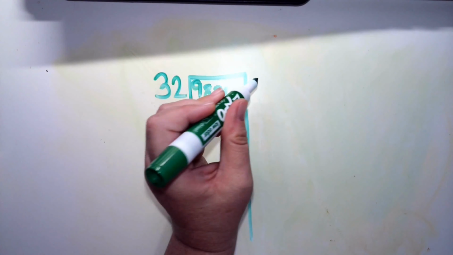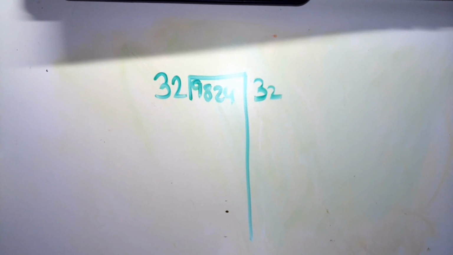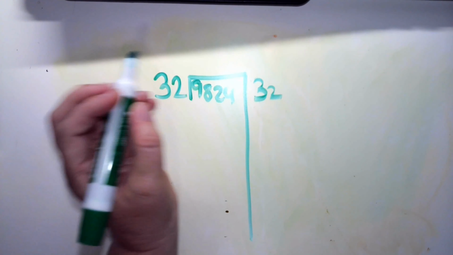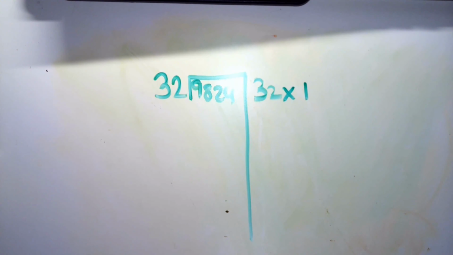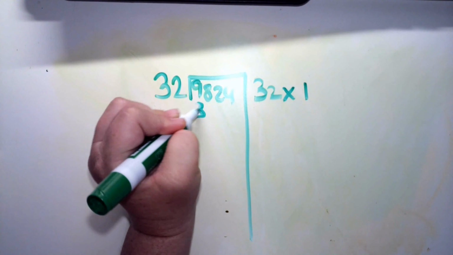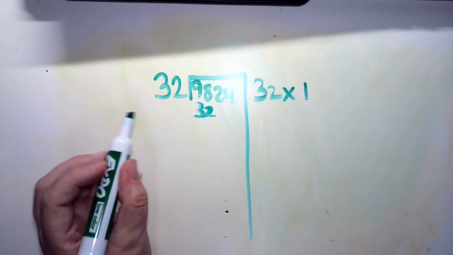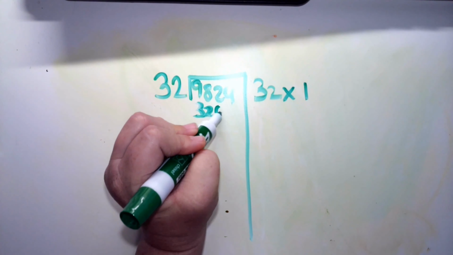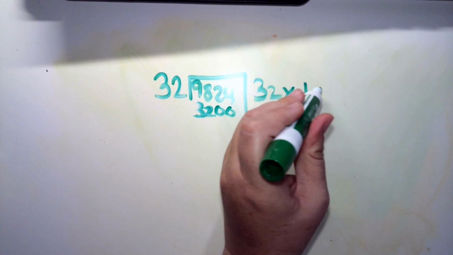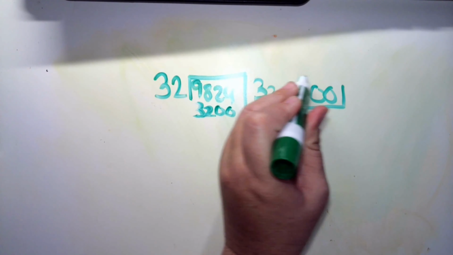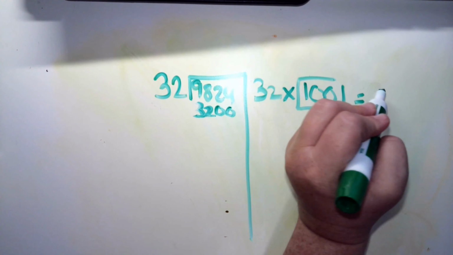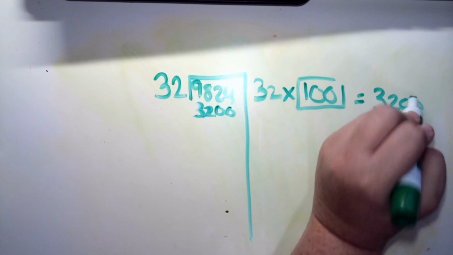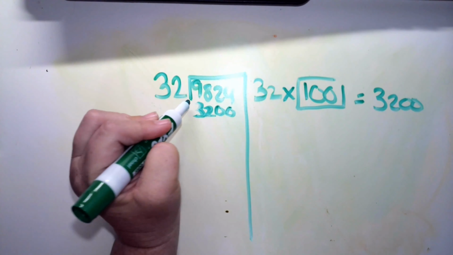So I have 32. And let's just say I want to take my 32 and I want to just multiply it by 1. Okay? We know that 32 times 1 is 32, and I'm going to put that over here. But I'm going to make it easy on myself and I'm going to add 2 zeros, making this 100. 32 times 100 gives me 3,200. Okay? And I'm just going to subtract.